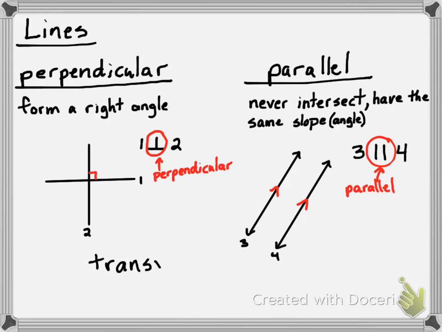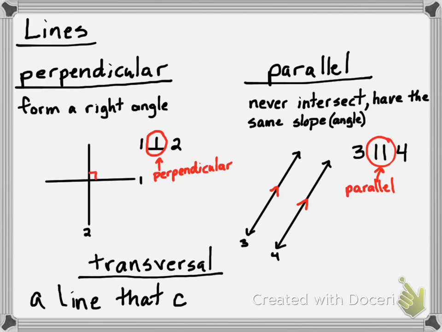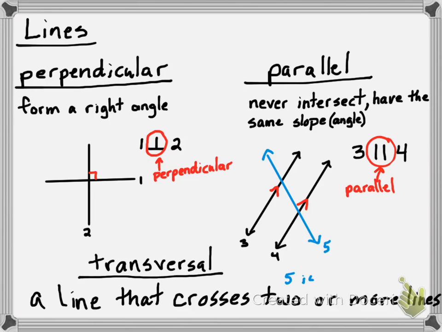Okay, now one more type of line that we need to talk about is called a transversal. And a transversal is just a line that crosses two or more lines. Okay, now this comes in very important when it goes across a set of parallel lines. Okay, if it's crossing two random lines, it doesn't do much. Okay, but if it's crossing two parallel lines, then we know a lot about it. Okay, so in this case, line number 5 is a transversal because it crosses two lines.